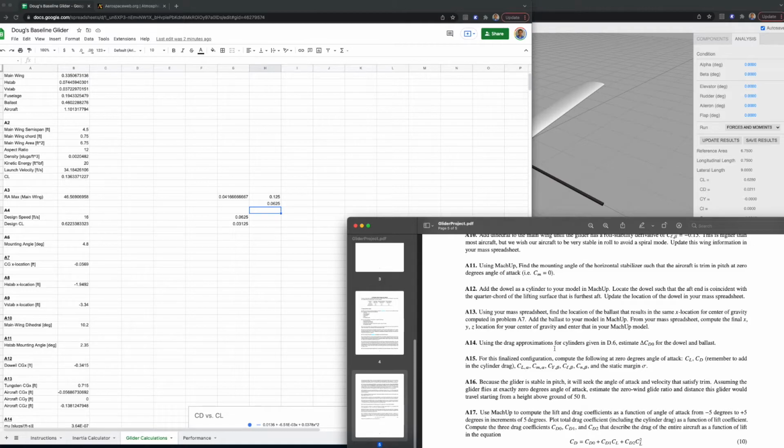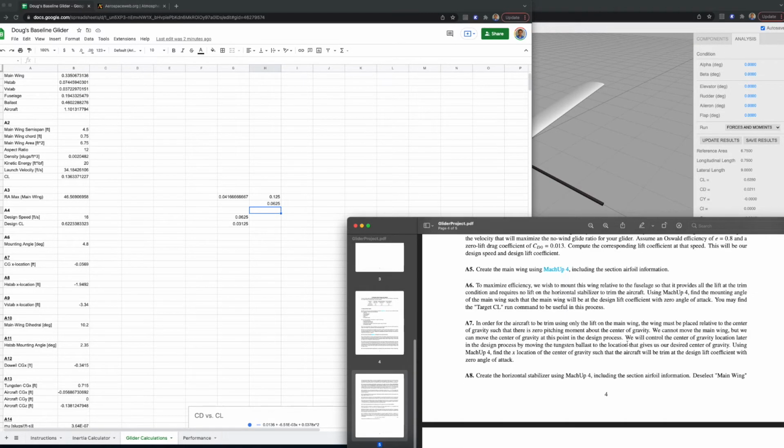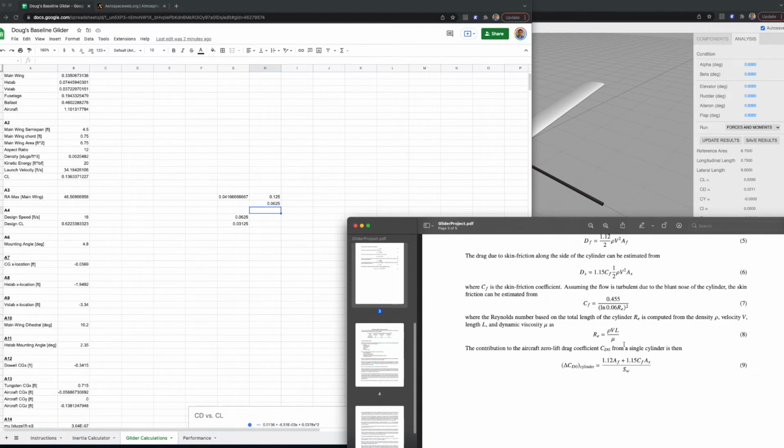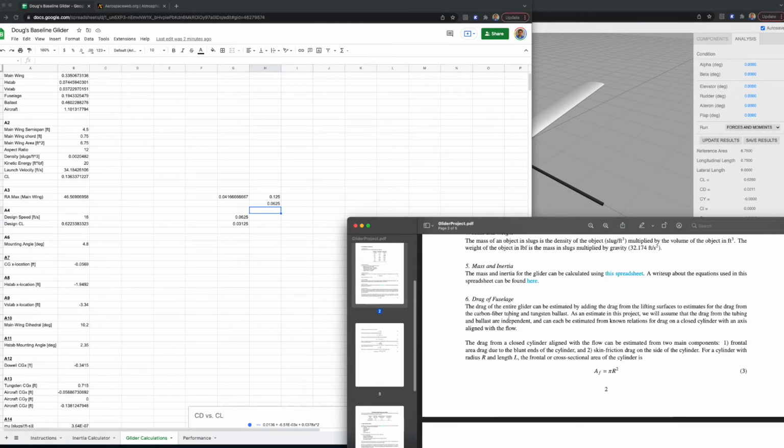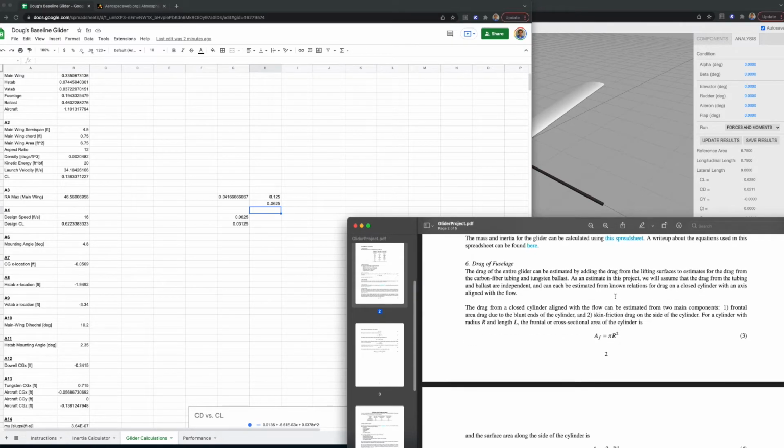So let's come up here and see what it says about drag on a cylinder. Okay, so drag of fuselage. The drag of the entire glider can be estimated by adding the drag from the lifting surfaces to estimates for the drag from the carbon fiber tubing and tungsten ballast. As an estimate in this project, we will assume that the drag from the tubing and ballast are independent and can each be estimated from known relations for drag on a closed cylinder with an axis aligned with the flow.